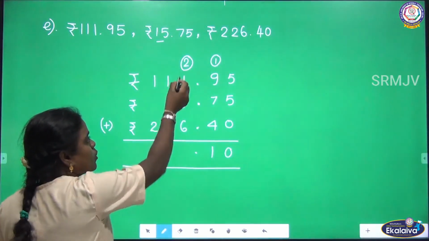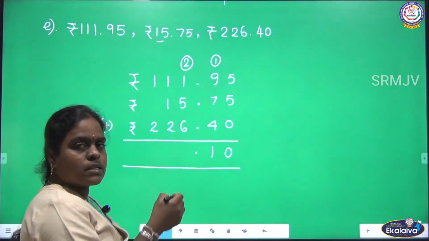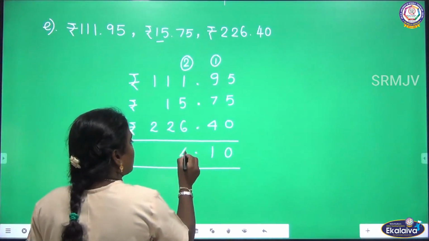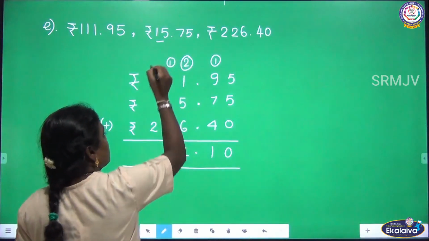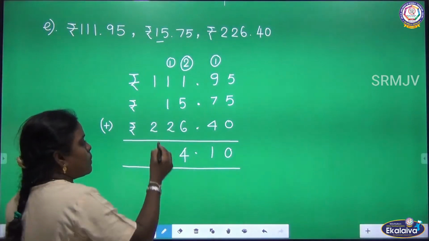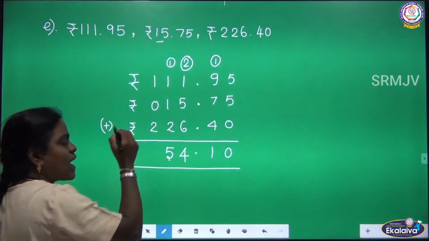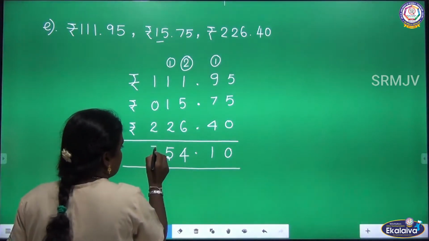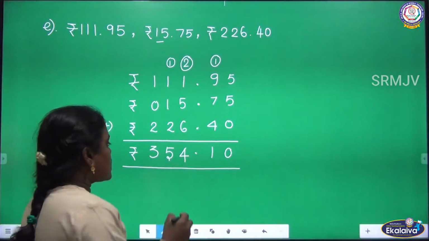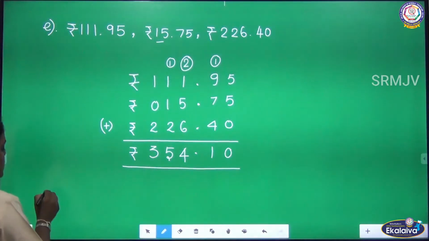Now add the rupees column. 2 plus 1, 3. 3 plus 5, 8. And 8 plus 6, it is 14. So write 4 down and 1 carry over. 1 plus 1, 2. 2 plus 1, 3. 3 plus 2, 5. And here we have 1, 0 and 2. So if you add these numbers, you can get 3. So if you add the given amounts, you can get the sum 354 rupees and 10 paise. So let us write the answer.